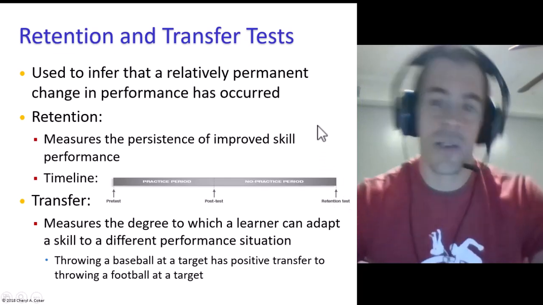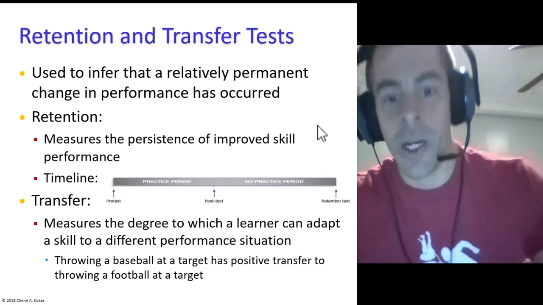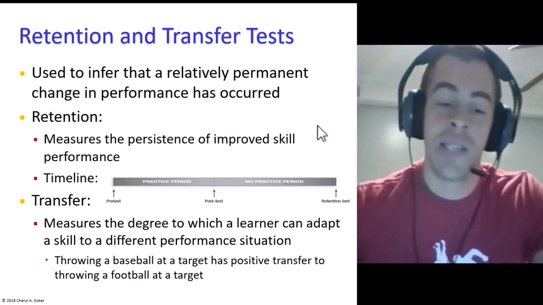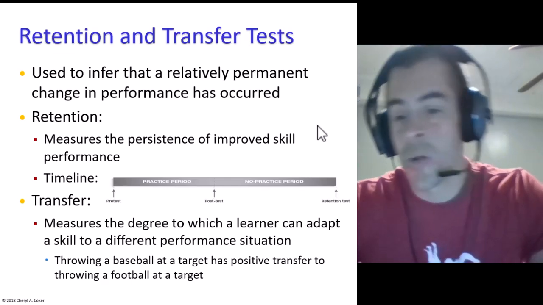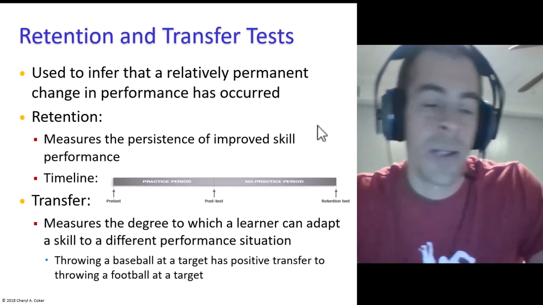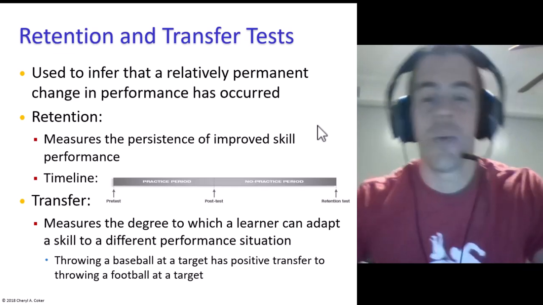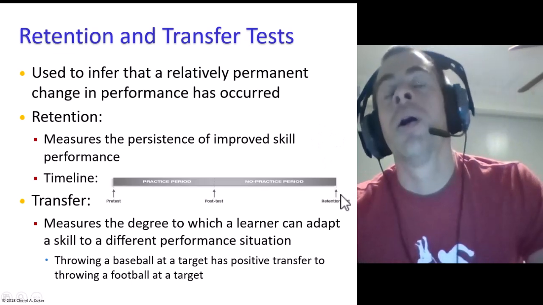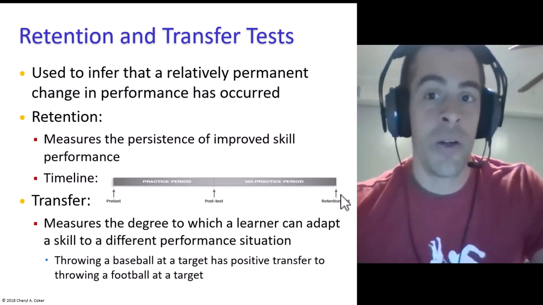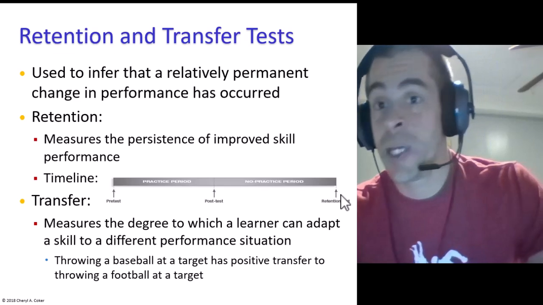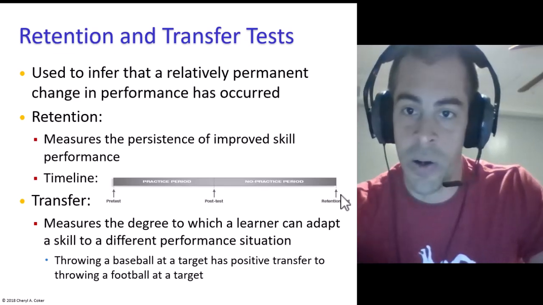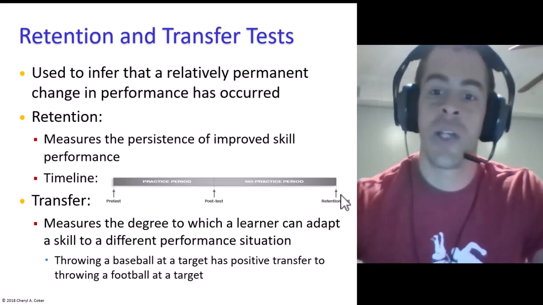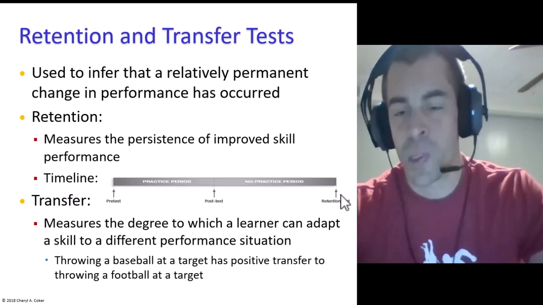And a transfer test is kind of what we've talked about a little bit. It measures the degree to which a learner can adapt a skill to a different performance or situation. So the example could be dribbling. Can you go in for a layup without a defender? Well, does that transfer to a game when you have a defender? So that could be a transfer test looking at a skill in a different performance situation.